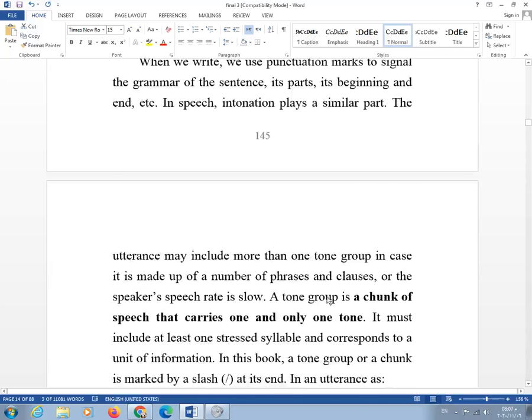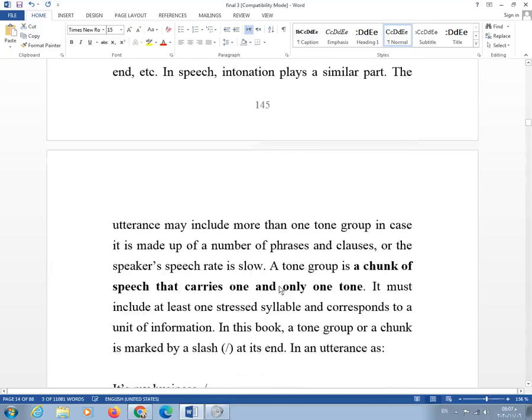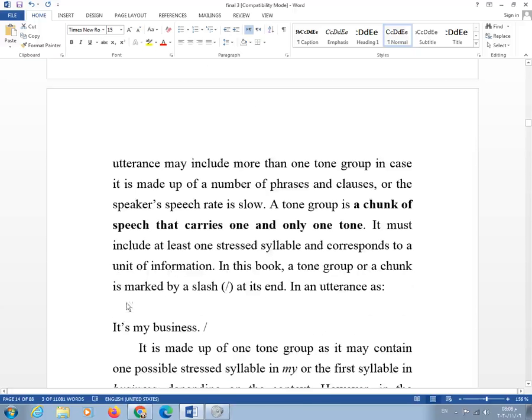a chunk or a tone group is a chunk of speech, يعني شريحة من الكلام, جزء من الكلام that carries one and only one tone. Tone يعني نغمة. And it must include at least one stressed syllable. في كل chunk or tone group, there must be one stressed syllable at least. And this corresponds to a unit of information.